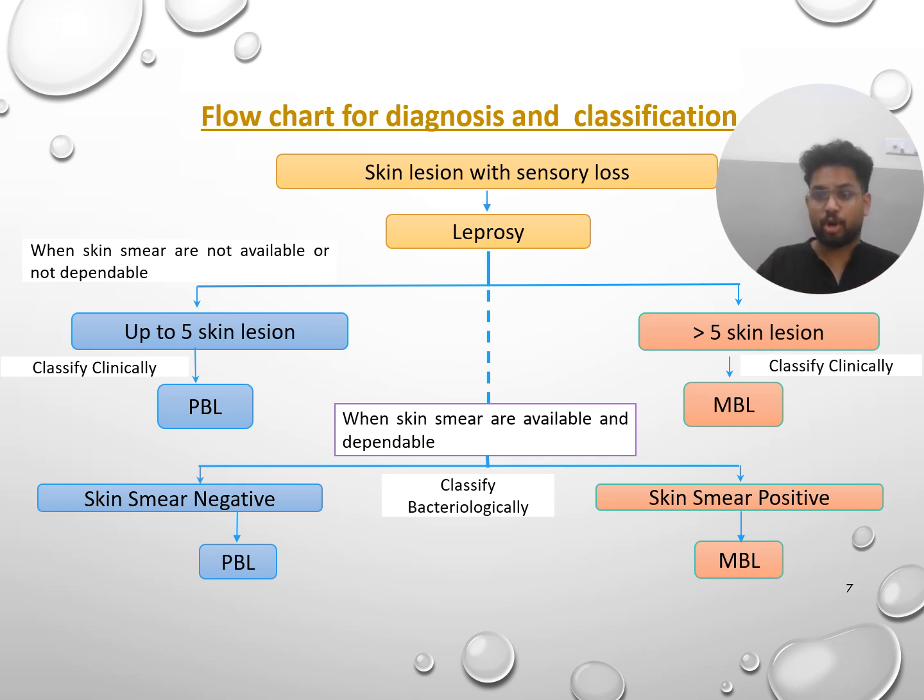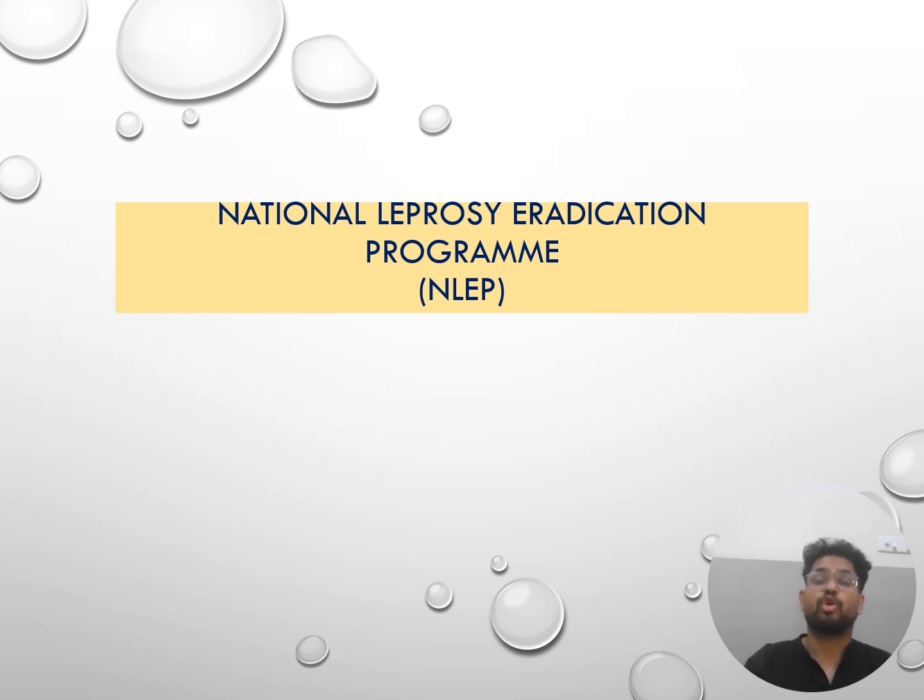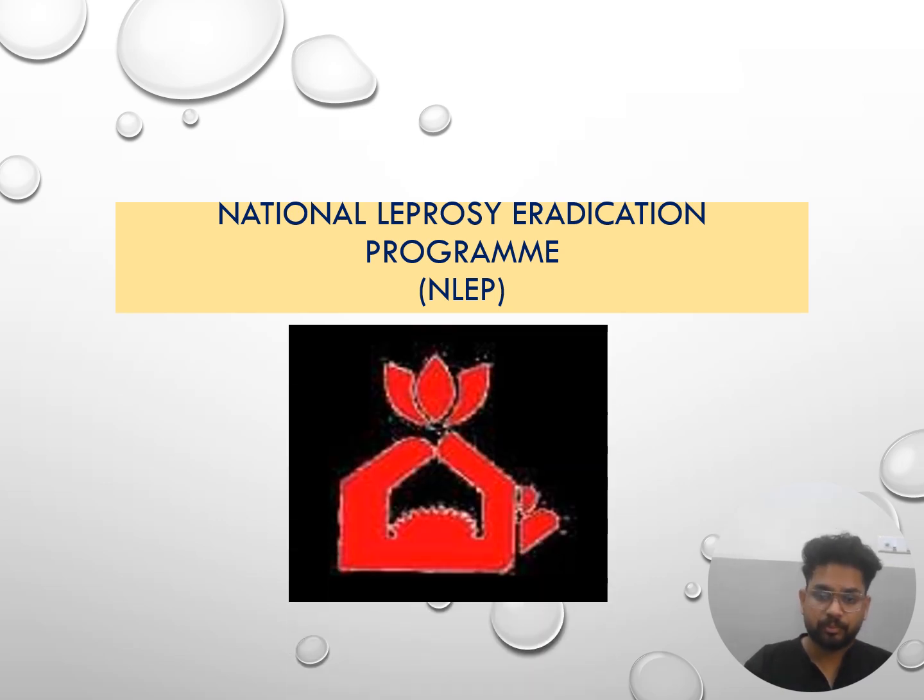Then we check the laboratory classification when the skin smear test has been done. If the skin smear test is negative and there are 5 or fewer skin lesions, we consider it paucibacillary leprosy, confirming it. The other one is where the skin smear is positive and there are more than 5 skin lesions, and we confirm it as multibacillary leprosy. And now we move on to the NLEP program.